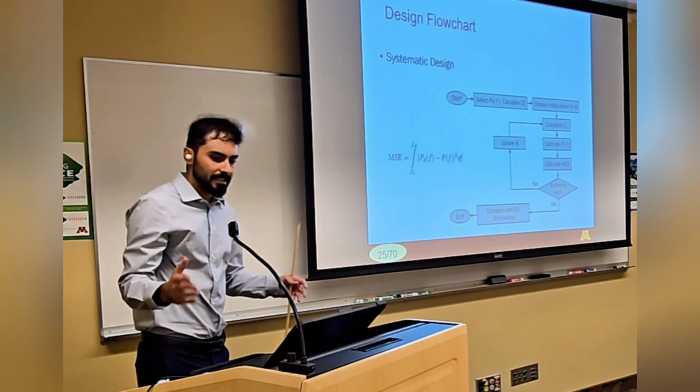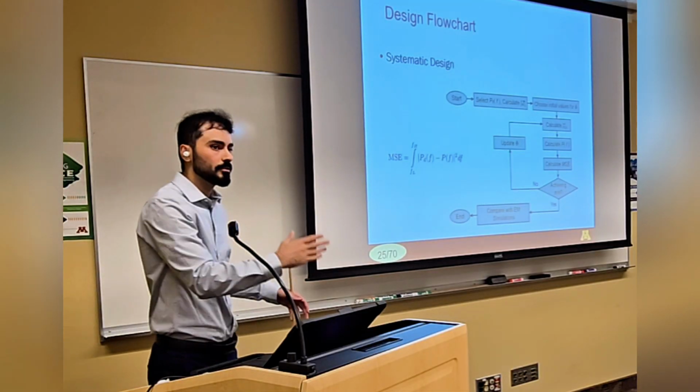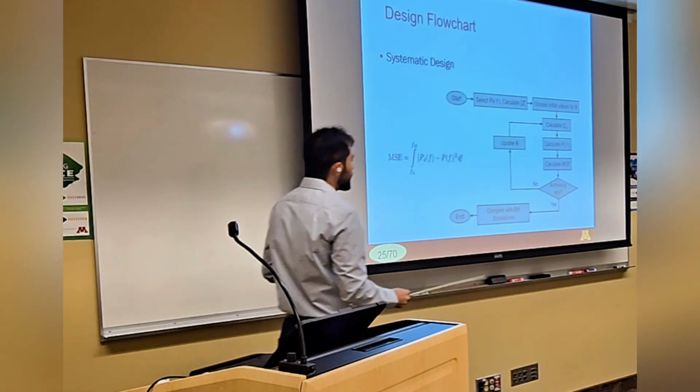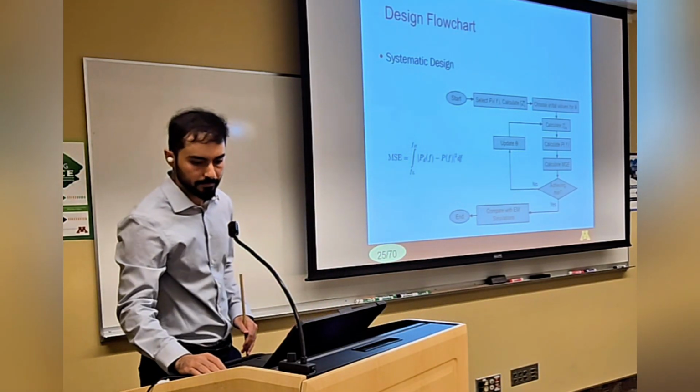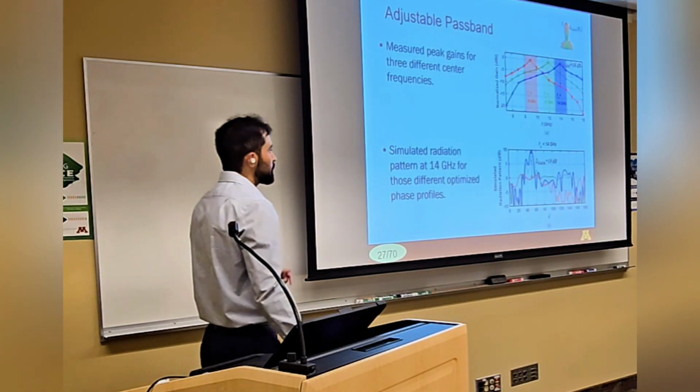This flowchart illustrates the steps of the systematic design procedure, and this one is quite similar to what we had in the last project, but this time we optimize the power spectrum function instead of the radiation pattern function. Next, I'll show the result for the same protocol.